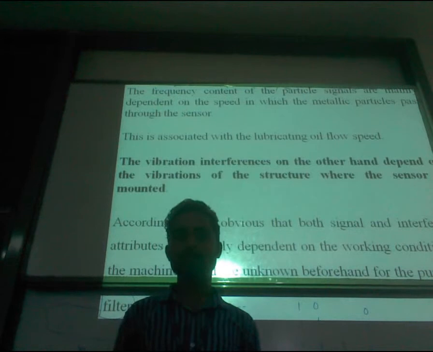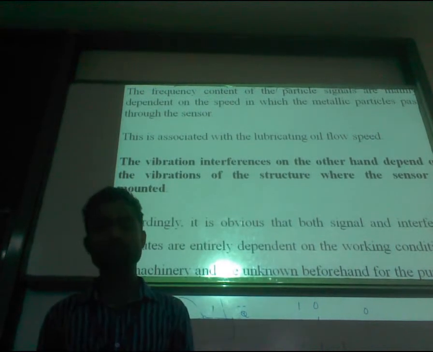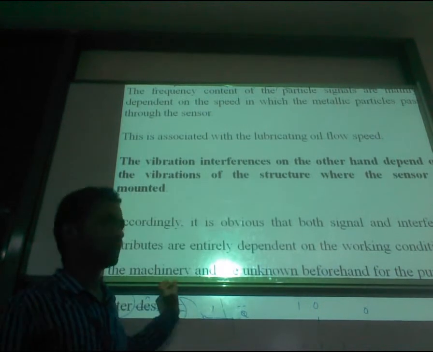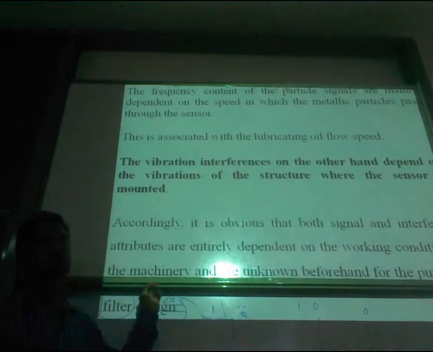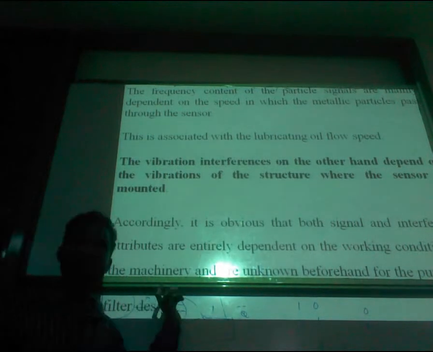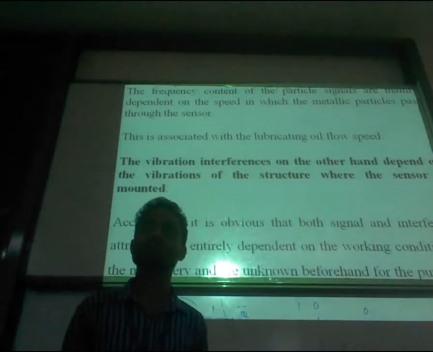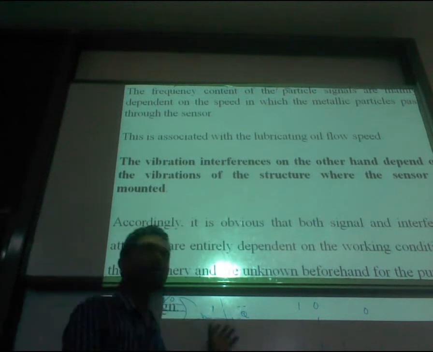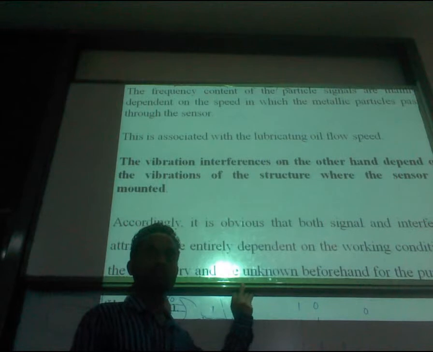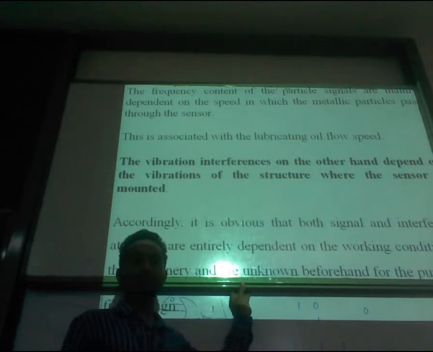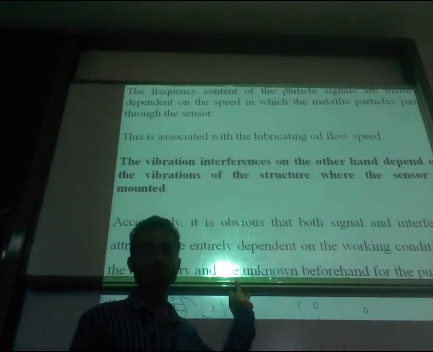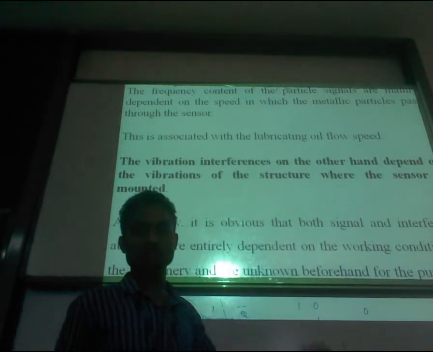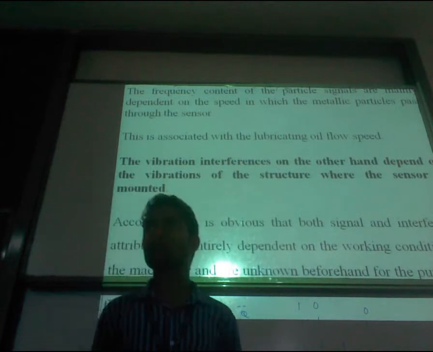The frequency content of the particle signal mainly depends on the speed at which the metallic particle passes through the sensor. It is a full flow oil debris sensor, since all the oil, with whatever quantity of debris is present in it, passes through the sensor. That is, it monitors the entire oil circulated to the engine. So the frequency content of the particle signal mainly depends on the speed at which the metallic particles pass through the sensor, which is associated with the lubricating oil flow speed.